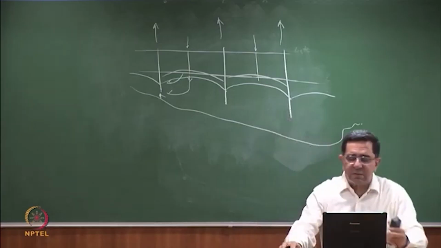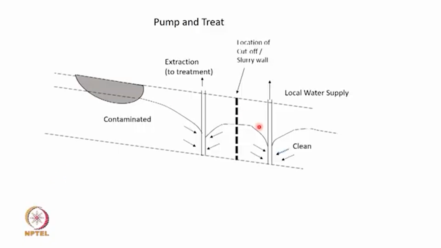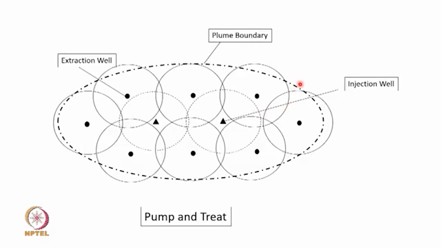So you monitor this, and the situation is, as I said, all the water is going out. You put a slurry wall, so it may be a hanging wall. These are the zones of influence of your wells, okay? And they are overlapping zones, and these triangles are your injection wells and the circles are your extraction wells.